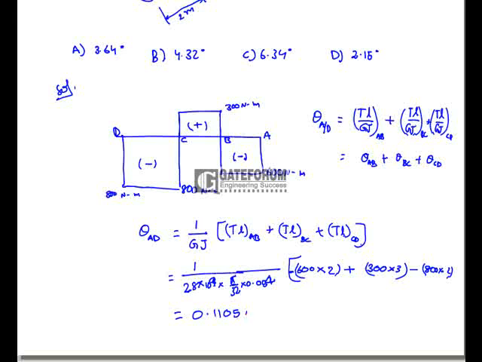0.1105 radians. But here we need it in degrees, so just multiply with 180 by pi, which gives a value of 6.34 degrees. So in the options, the right option is C.